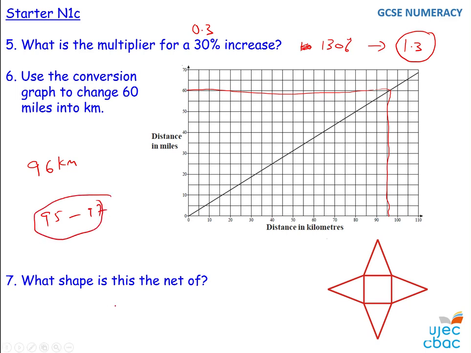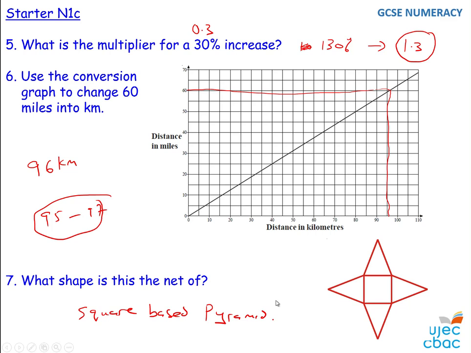Okay, and finally, what shape is this net of? So there's our net there. What's the shape? Well, the base, when you fold it up, is going to be a square. So it'll be square based. And when you fold it up, it's going to give you a pyramid. So square based pyramid. Okay, good.